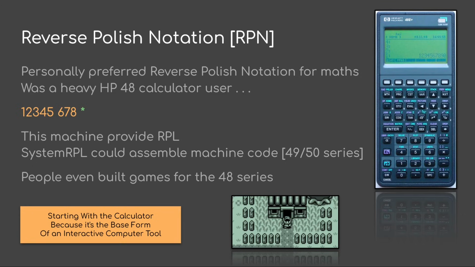My favorite calculator was the HP48. That's what I used. HP48 used reverse Polish notation. This made it very easy to type in math and get answers. You didn't have to mess with parentheses. The HP48 provided RPL. The later machines provided system RPL, which could even assemble machine code. With offline tools for the HP48, people even built games for these machines.